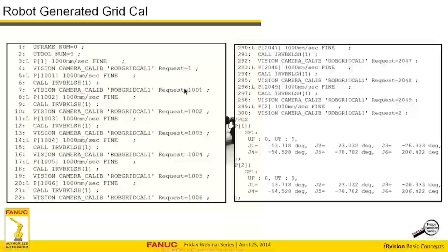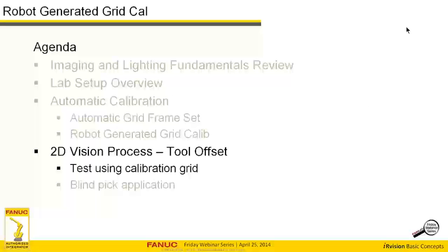So again, these instructions are available from the iRVision menu within programming TP. You just give it a request for each plane, starting at 1,000 for the first plane, and for the second plane you start at 2,000. When you're done, you send it a request of 2, and it takes all that data and generates a calibration for you. Another thing to notice is that all those points it generated are in joint representation. So if you do change your UTOOL a little bit, it's not going to wildly change the points.